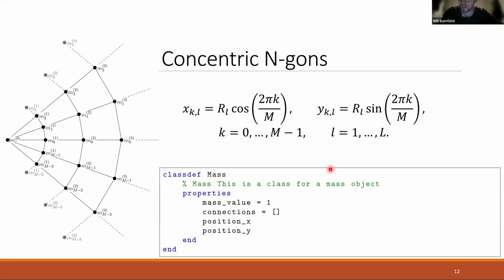So this is the only bit of code, by the way. I used object-oriented programming to do this. So this is my class to define a mass object, and it will have a mass value, what it's connected to, and its x and y position. So we can just create an array of these mass objects, iterate through it, and this will just create our stiffness matrix for us. Now you'll notice these superscripts up here as well.